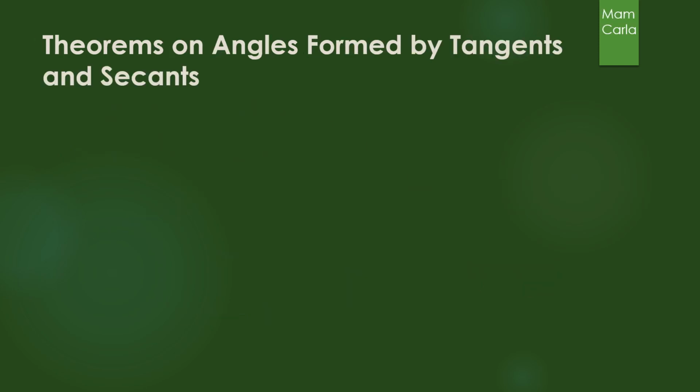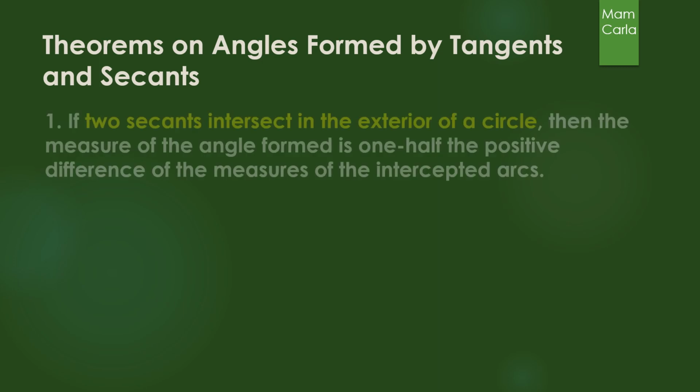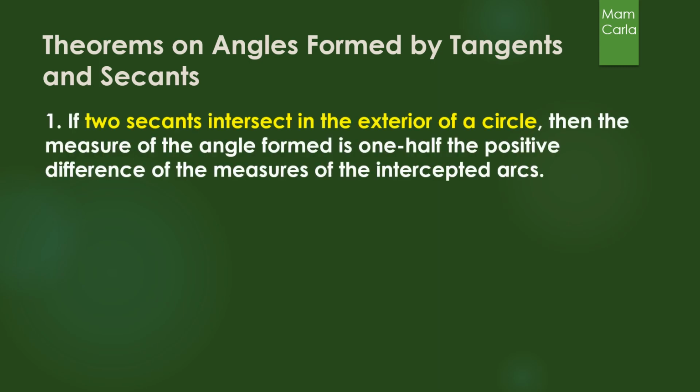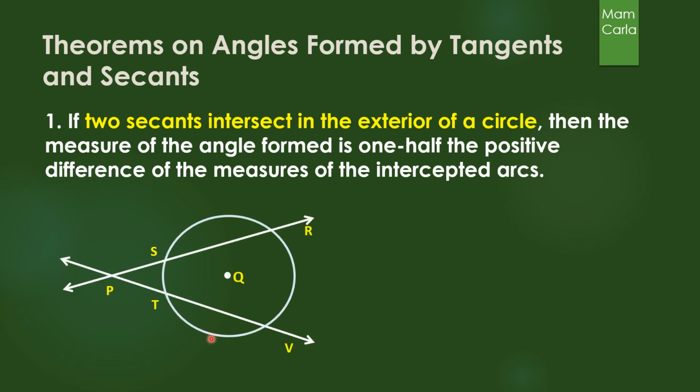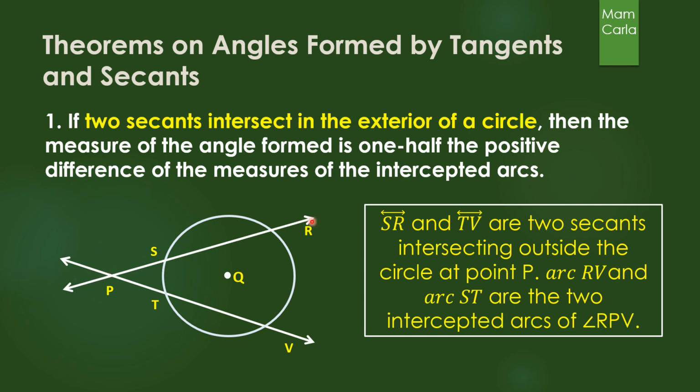Now let us deal with the theorems on angles formed by tangents and secants. Let's have theorem number 1. If two secants intersect in the exterior of a circle, then the measure of the angle formed is 1/2 the positive difference of the measures of the intercepted arcs. So given this figure, circle Q, line SR and line TV are two secants intersecting outside the circle at point P. And arc RV and arc ST are two intercepted arcs of angle RPV.